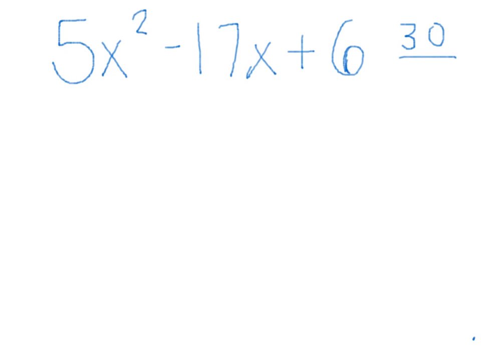And looking at the 30, we're going to think up all the factors that multiply to equal 30. So we have 1 and 30, 2 and 15, 5 and 6. And looking at that, we're going to try and think of what two numbers are going to multiply to give us 30 and add to give us negative 17. And this is our answer.